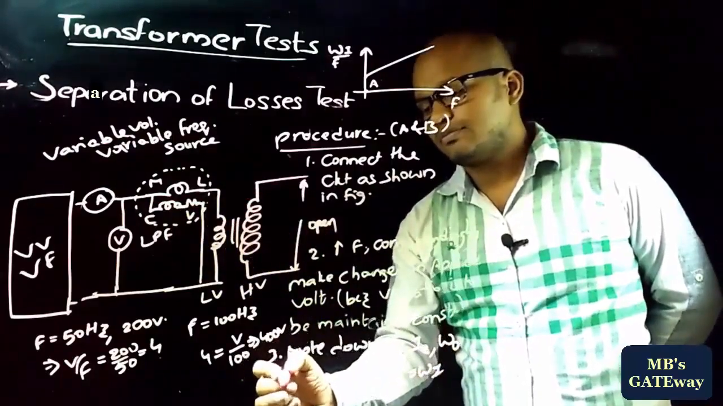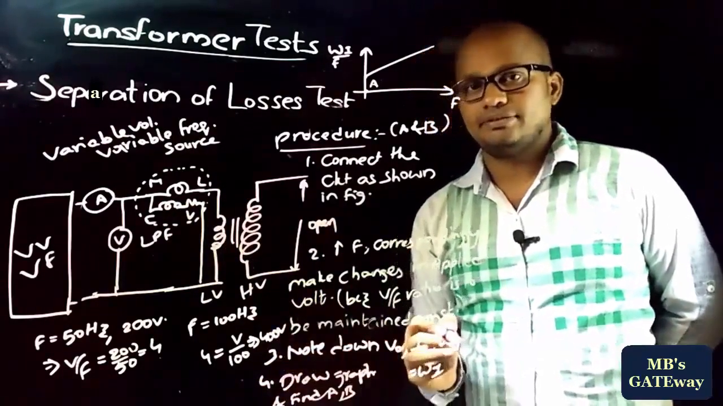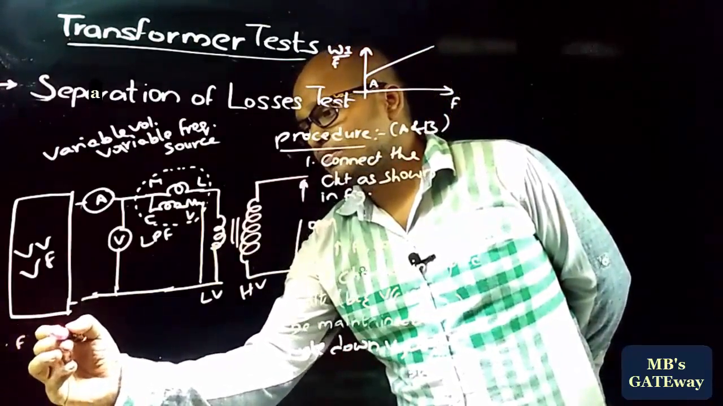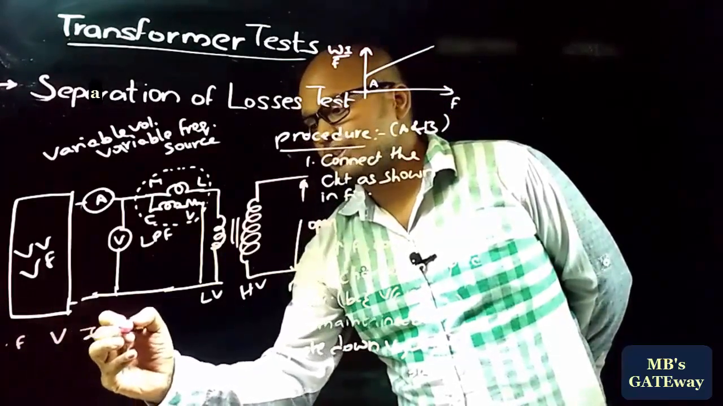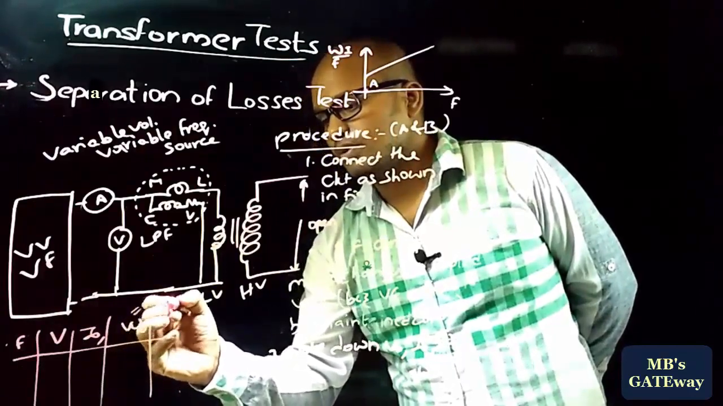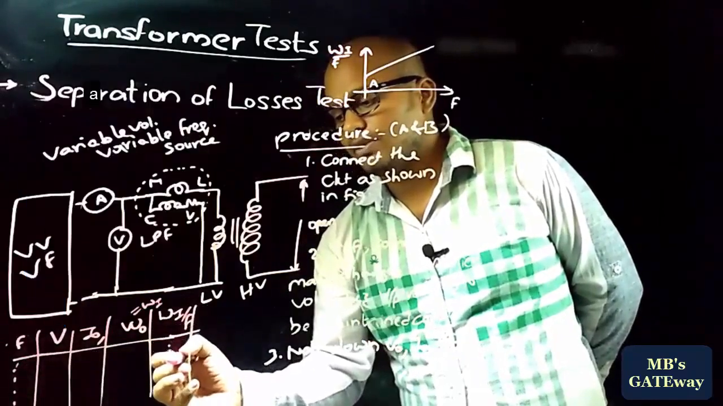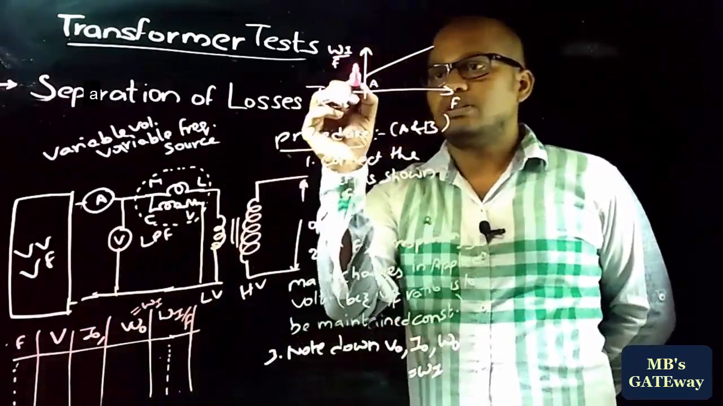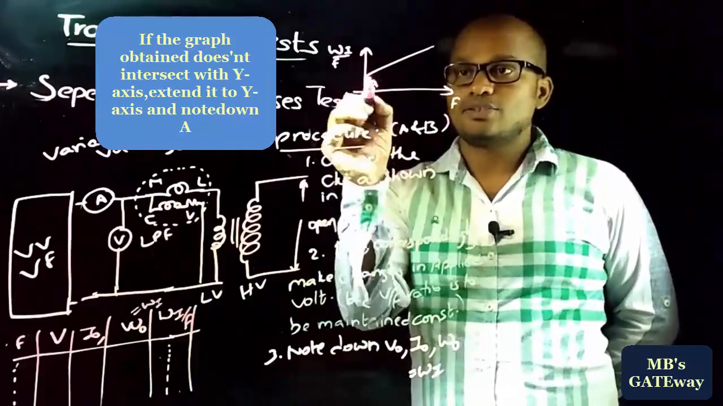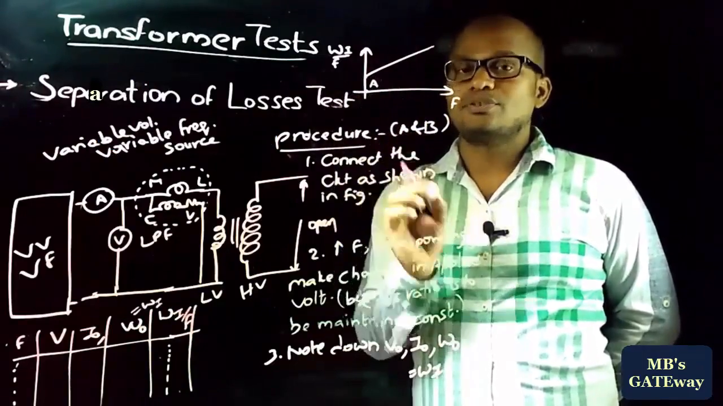And the fourth step is draw the graph and find A and B. That is, for different values of frequency, note down the input voltage reading, ammeter reading and wattmeter reading. Here W0 is equal to Wi, so then find Wi by F. Now for different values of frequency, find Wi by F, and by using these two, draw this graph. And after obtaining this graph, from here to here it represents A and slope of the line represents B. And from this graph, for any frequency, you can find the iron losses of that transformer.